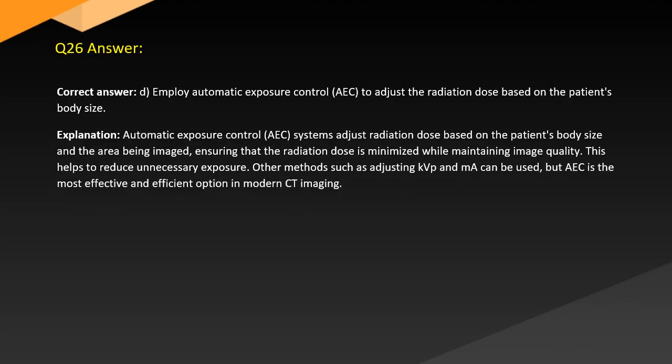Answer. Correct answer: D. Employ automatic exposure control to adjust the radiation dose based on the patient's body size. Explanation: Automatic exposure control systems adjust radiation dose based on the patient's body size and the area being imaged, ensuring that the radiation dose is minimized while maintaining image quality. This helps to reduce unnecessary exposure. Other methods such as adjusting kVp can be used, but AEC is the most effective and efficient option in modern CT imaging.